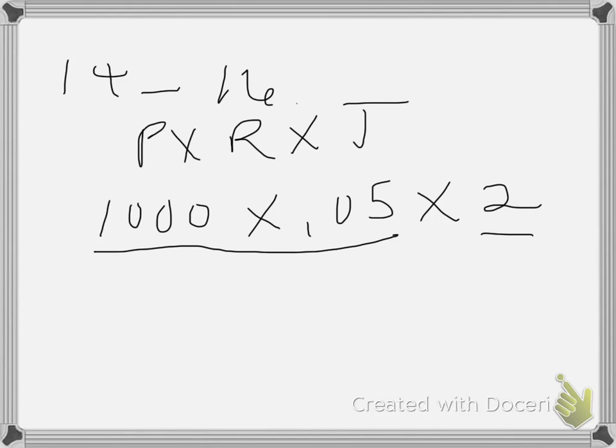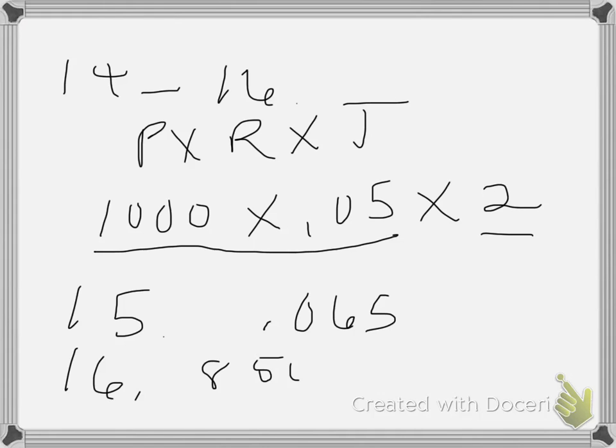Okay, and on number 15, you can change 6.5% to 0.065, because a half is the same as 0.5. So you can just change that up. And don't forget number 16 is for 6 months, not a whole year. So you would multiply 850 times 0.04 times 1/2. So that's 6 months. It's a half of a year.